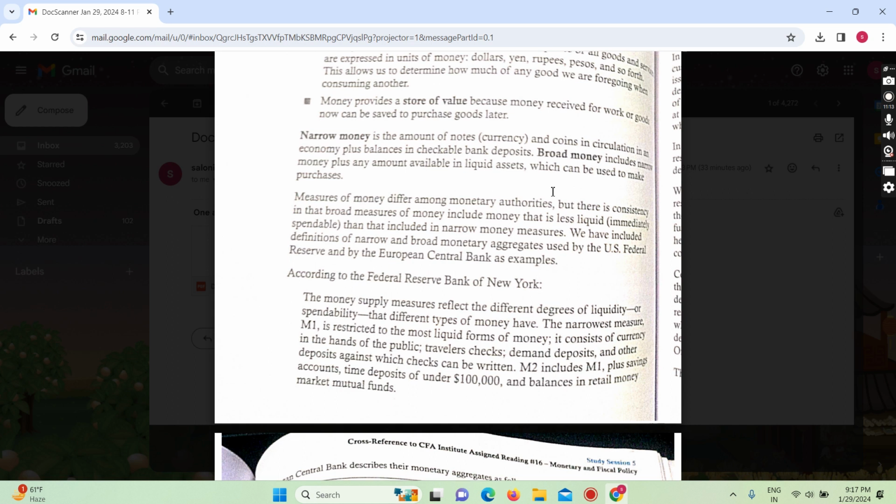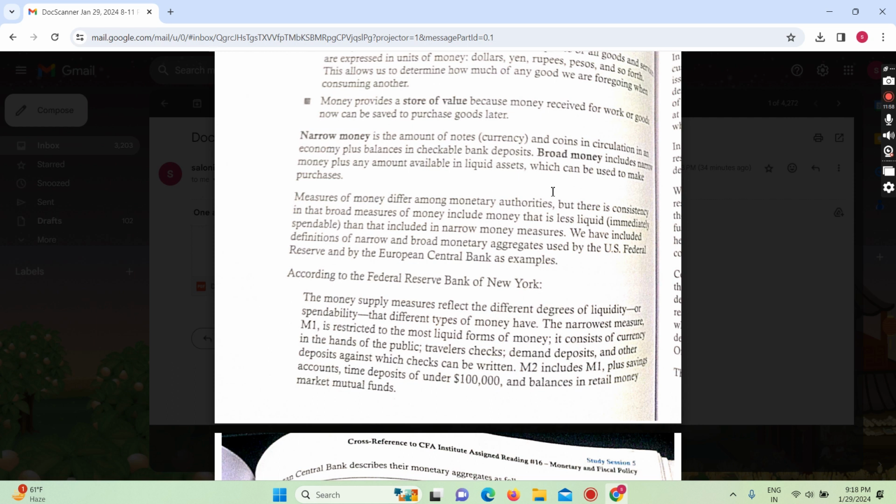So what is narrow money? It is the amount of currency and coins in circulation in an economy plus the balance in checkable bank deposits. Broad money includes narrow money plus any amount available in liquid assets which can be used to make purchases. Measures of money differ among monetary authorities, but broad measures of money include money that is less liquid than that included in narrow money measures. We have included the definitions used by the US Federal Reserve and the European Central Bank as examples.